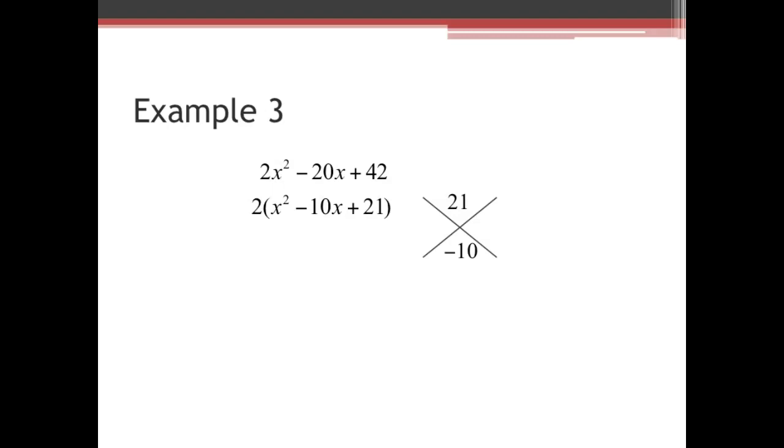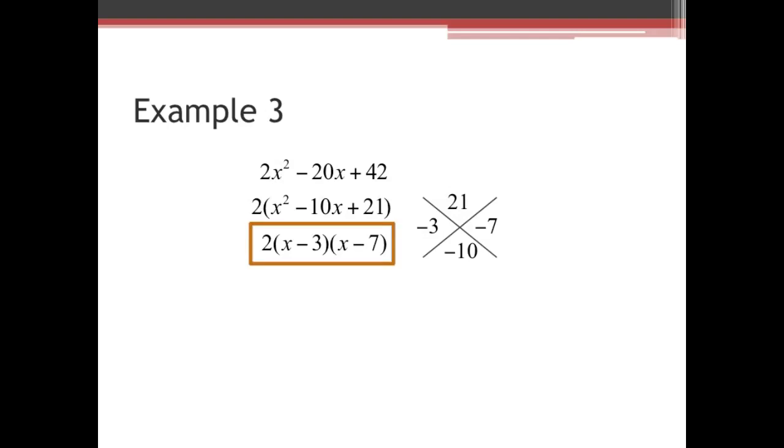Again, we see that we have two numbers multiplying to a positive and adding to a negative. So both of these numbers must be negative. Okay, so start with negative 1 and negative 21. That won't give us negative 10 though. How about negative 3 and negative 7? Those will multiply to positive 21, and they will also add to negative 10. So it looks like those are going to be our two numbers. All right, so now let's write it in factored form. So we have 2 times x minus 3 times x minus 7.